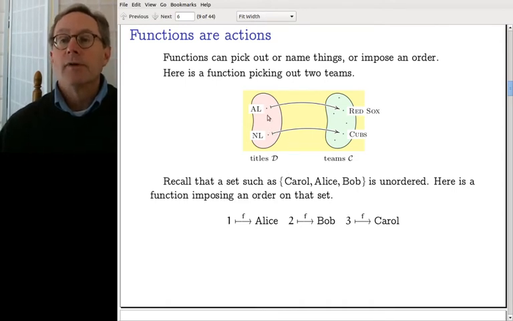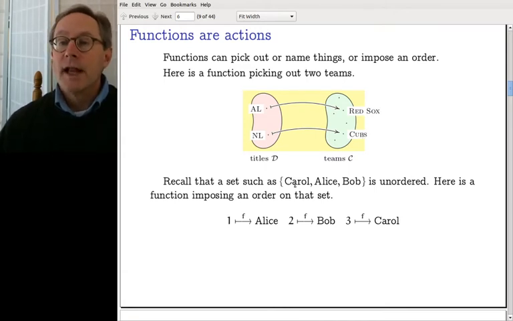So here's an example. I want to pick out the winner for the American League and the winner for the National League, I wish. So here the American League winner is the Red Sox and the National League winner is the Cubs. I've picked out the Red Sox and the Cubs.